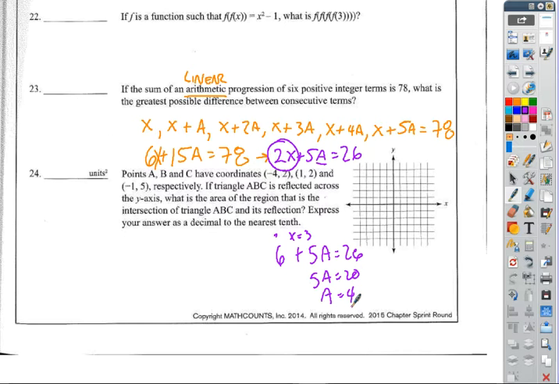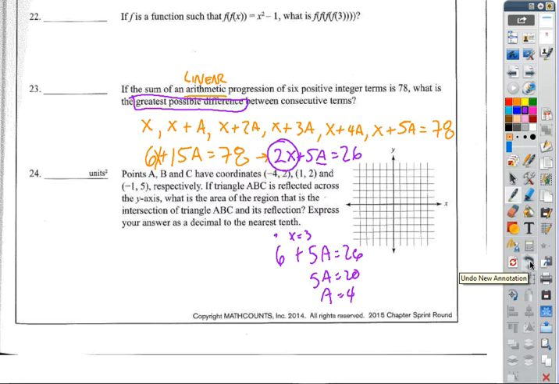Now, remember, it says the greatest possible difference. So clearly, I could also plug in 8 here, right? If I plugged in 8 here, I'd get 16. 26 minus 16 is 10. 10 divided by 5 is 2, which is clearly less than 4. So this is the greatest possible difference I could have and meet this situation.